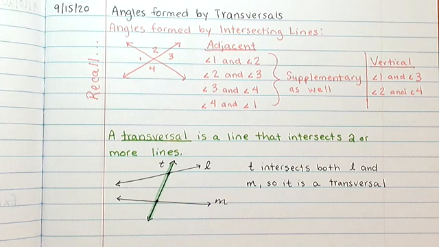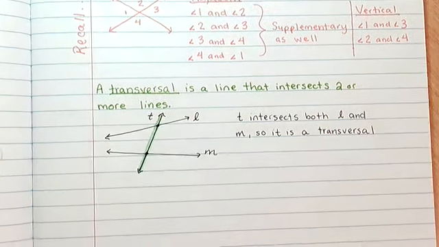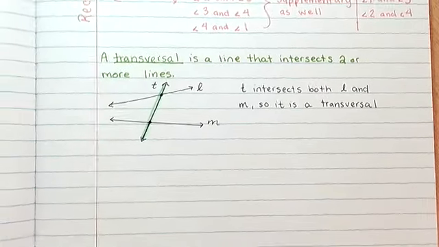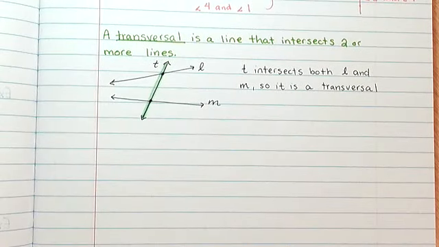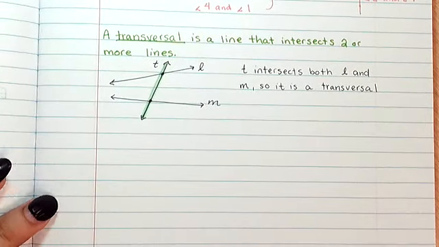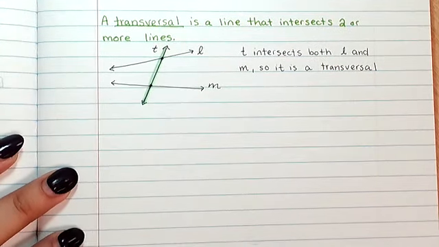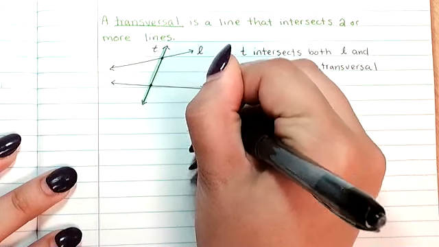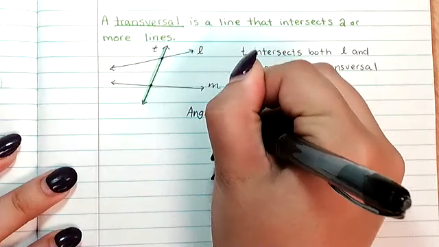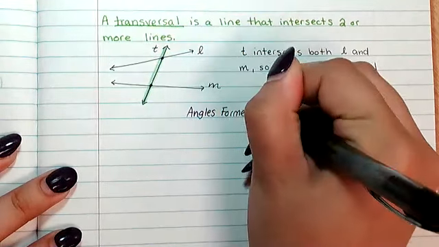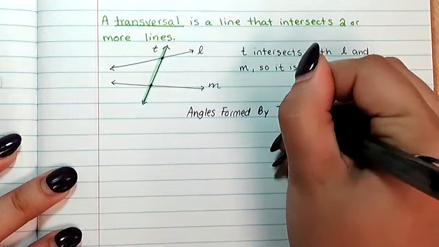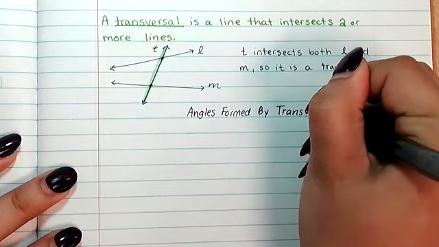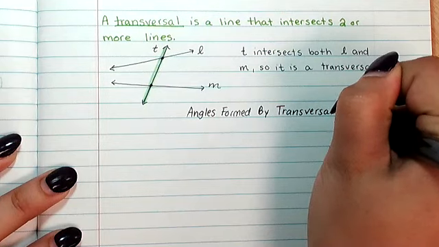All right, stay with me, guys. We're going to learn about 4 new angle relationships. So these are the titular thing of today, angles formed by transversals.